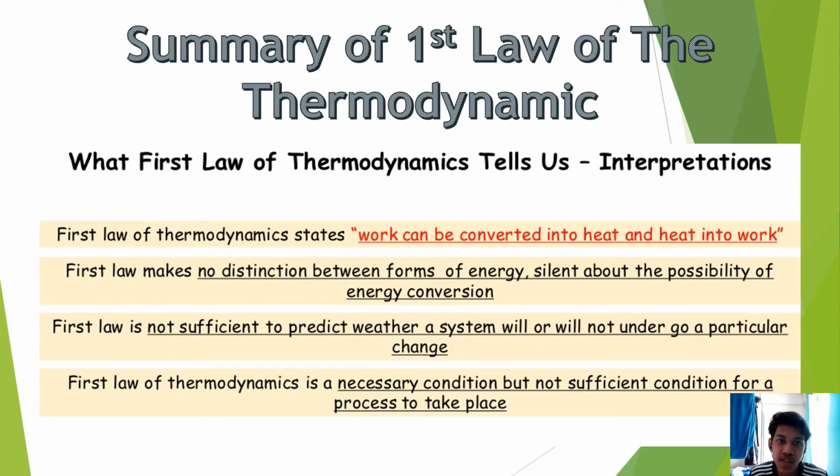Last but not least is the summary of the first law of thermodynamics. What does the first law of thermodynamics tell us? The first law of thermodynamics states that work can be converted into heat and heat into work. The first law also makes no distinction between forms of energy, and is silent about the possibility of energy conversion. The first law is not sufficient to predict whether a system will or will not undergo a particular change. Next, the first law is also a necessary condition but not a sufficient condition for a process to take place.